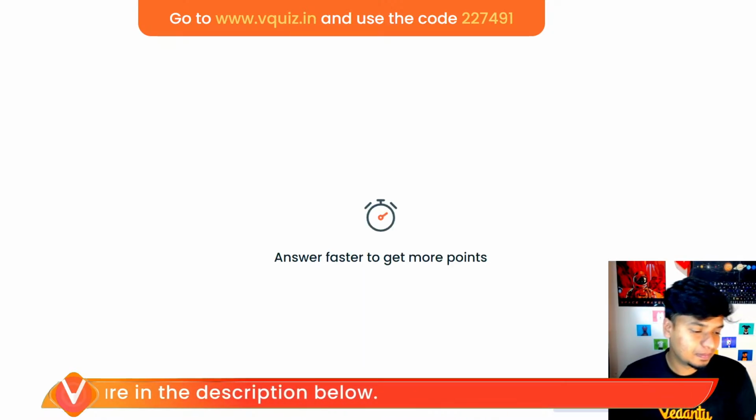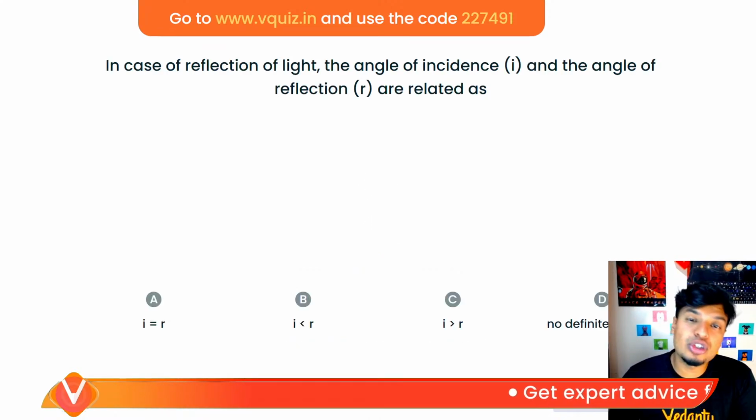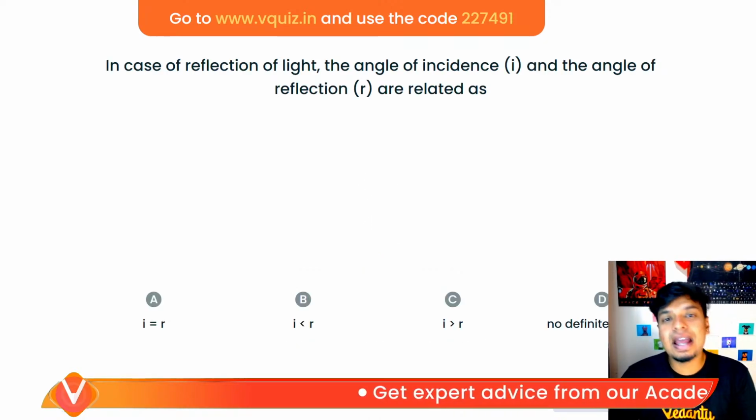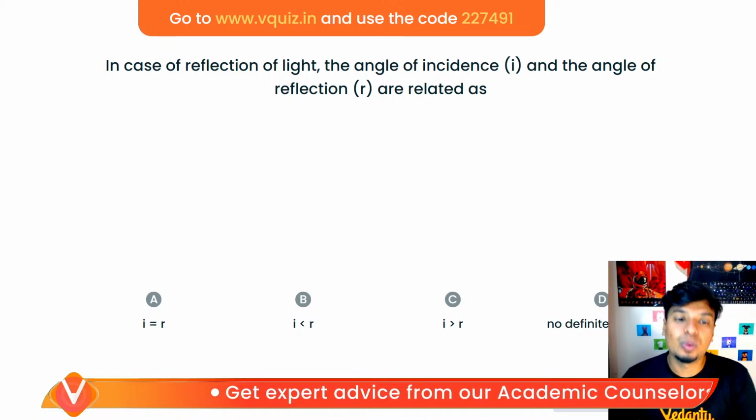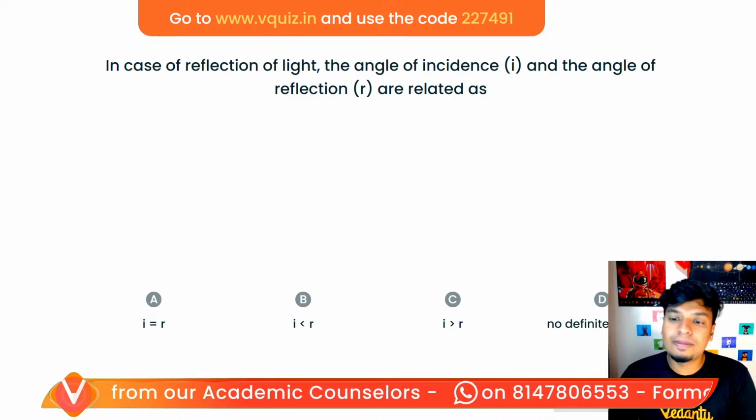Let's go. In the case of reflection of light, the angle of incidence and the angle of reflection are related how? I is equal to R, I is less than R, I is greater than R, no definite relation.